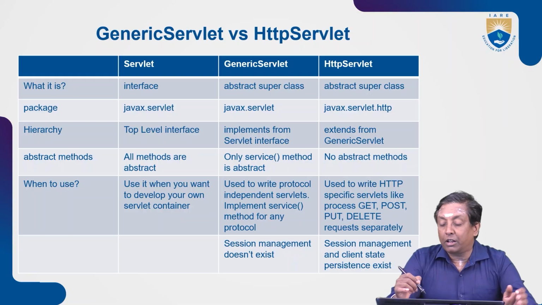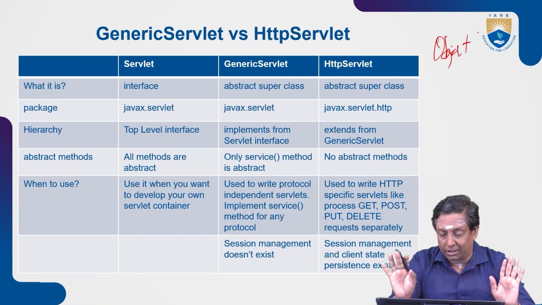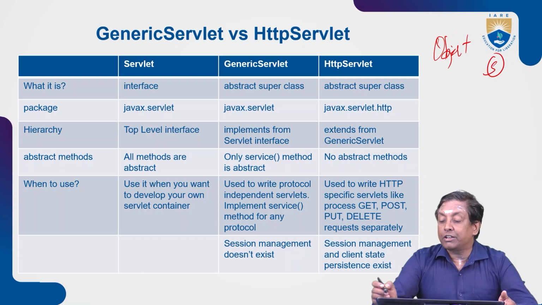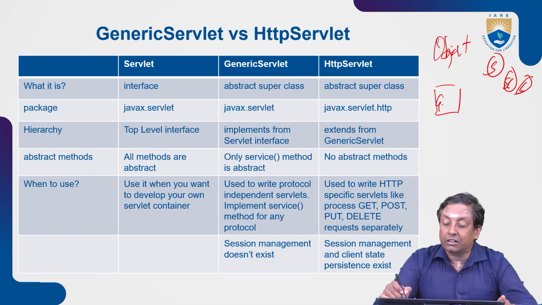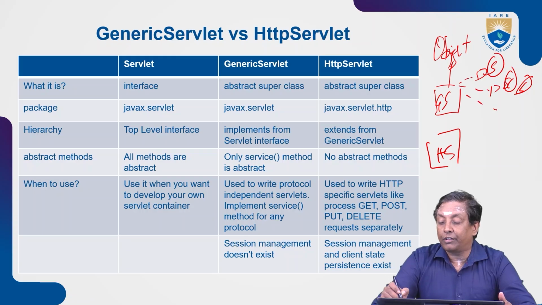So here in this table, we are comparing Servlet, Generic Servlet and HTTP Servlet. In the entire servlet hierarchy, Object is the supermost class of all Java classes, there is no doubt about that. There is an interface called Servlet, an interface called ServletConfig, an interface called Serializable, a class called GenericServlet, and a class called HTTPServlet. This is the hierarchy. The GenericServlet class is derived from Object and implements the Serializable, ServletConfig and Servlet interfaces.